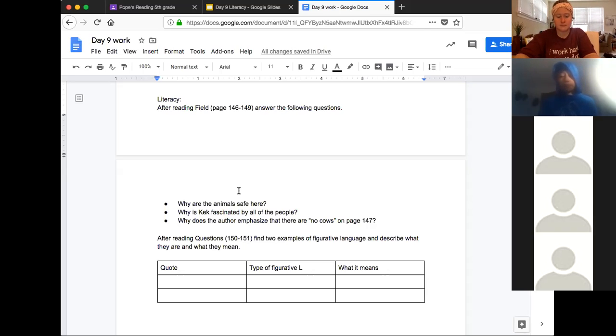Miss Pope, can we read this part by yourself or no? If you want to read it by yourself, that's completely fine. And if you're wanting to do it with me, I'm going to stay on. I'm going to read it, and I'm going to talk through these questions together. So whatever preference you have. Anybody need an extra second trying to find their book and getting to page 146?